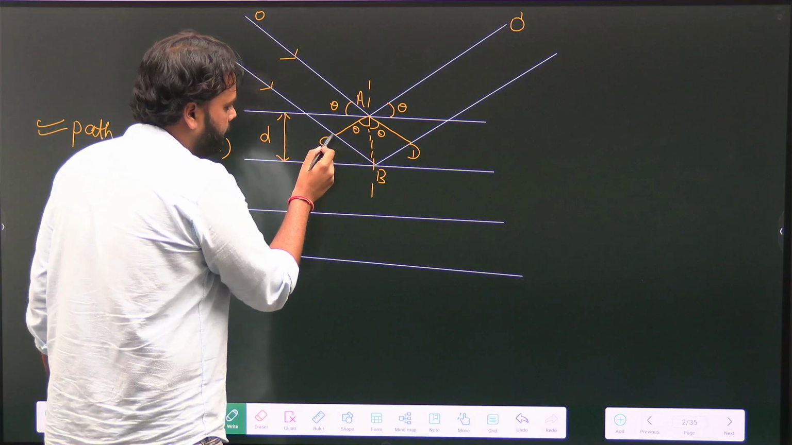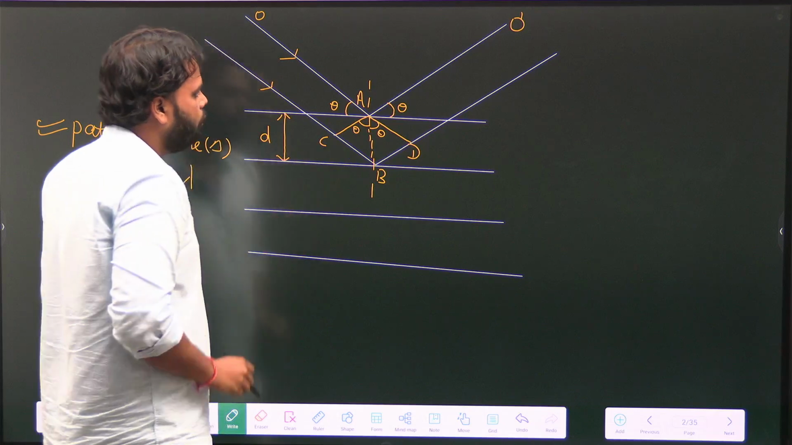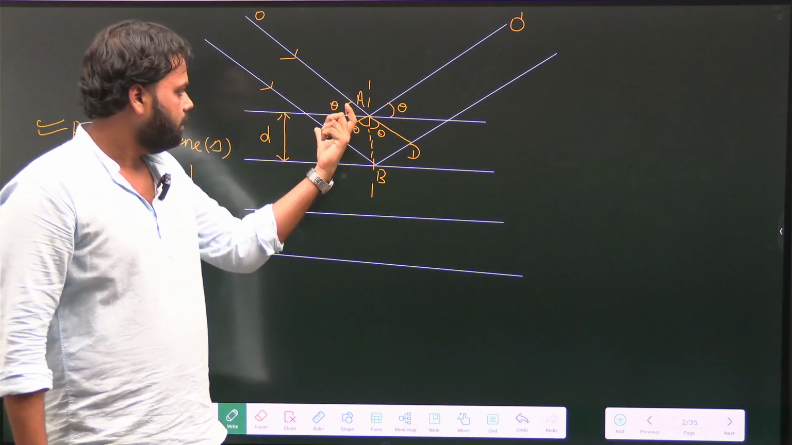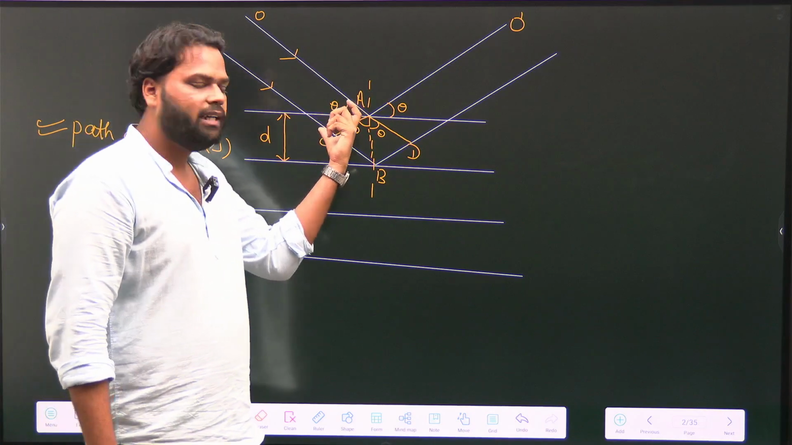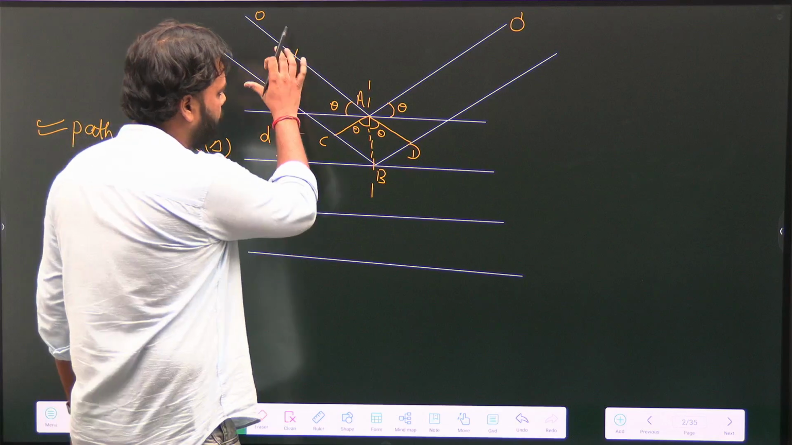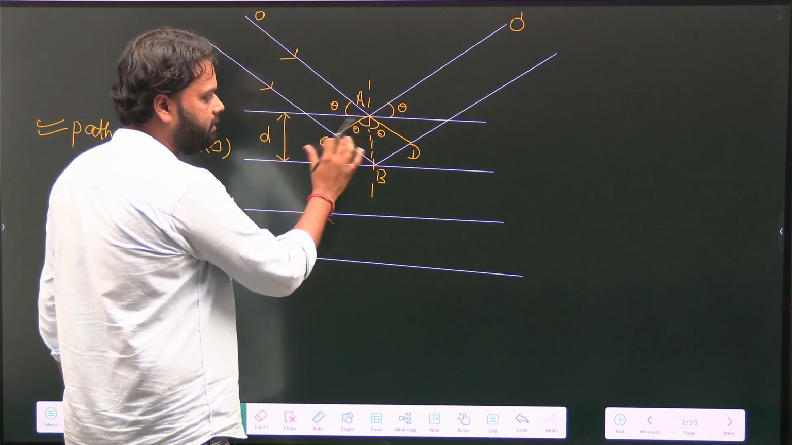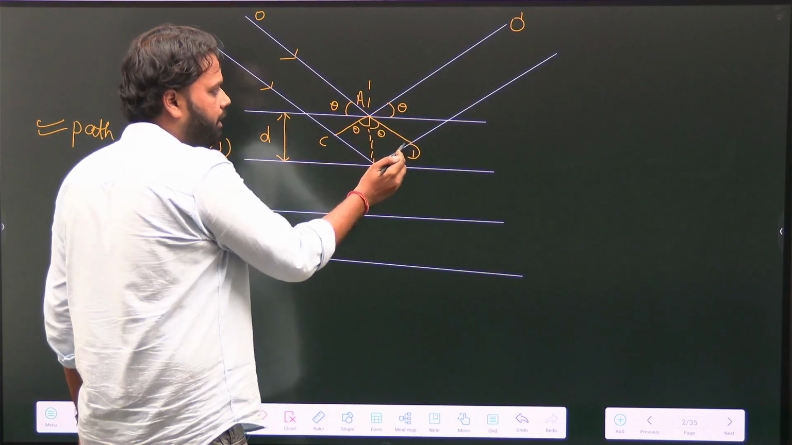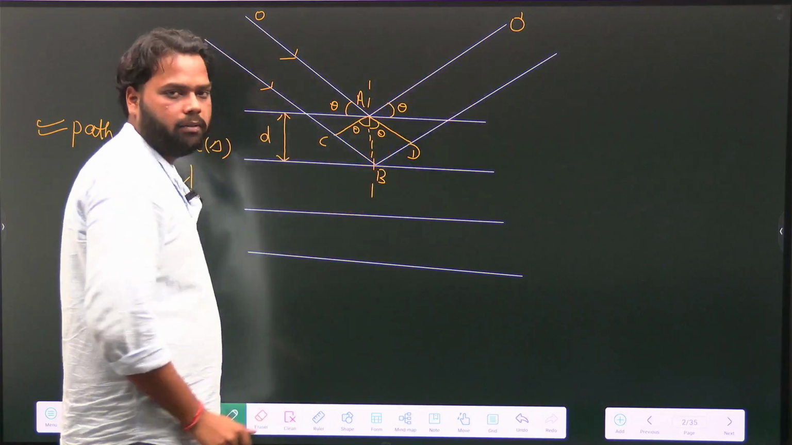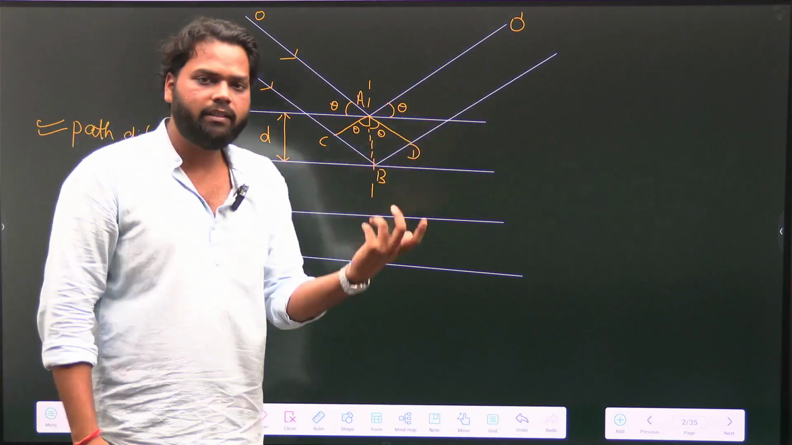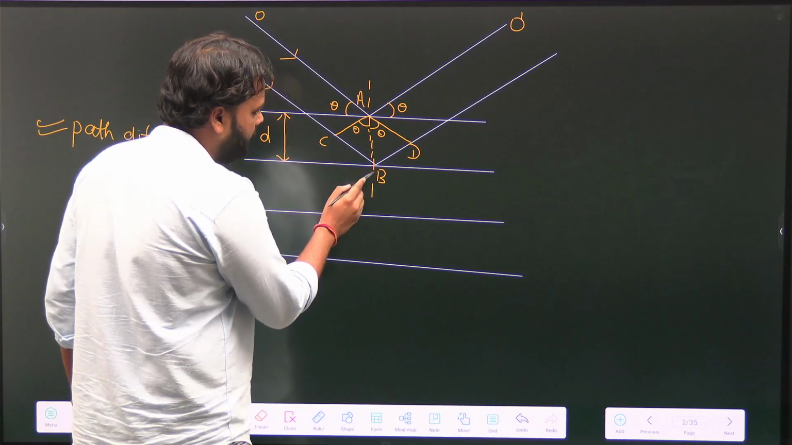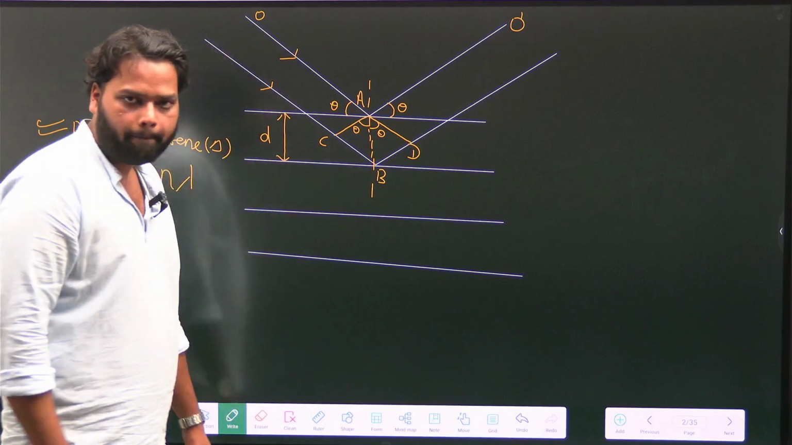Till this point, till this C point, the path of both the rays is the same. Till this point, the path of both the rays is the same. And similarly, from D to infinite point, the path is also the same. So where does the difference come from? The difference is just C to B and B to D, right?